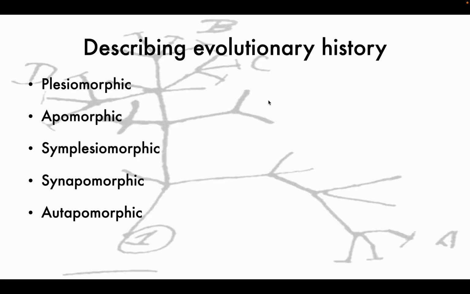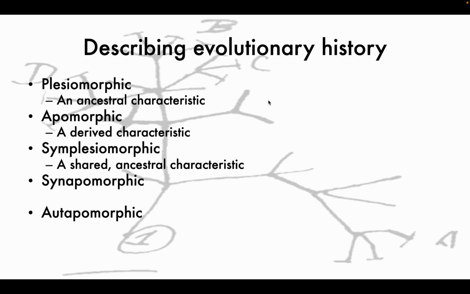Here are a few more terms that we need to introduce to talk about how diversity has evolved. Characteristics that are ancestral or in the older of 2 lineages are called plesiomorphic. Apomorphic characters are newer or more recently derived. If an ancestral character is shared by different organisms, we call it symplesiomorphic. If a derived character is shared, that's a synapomorphy.